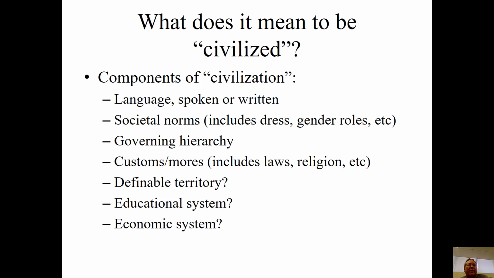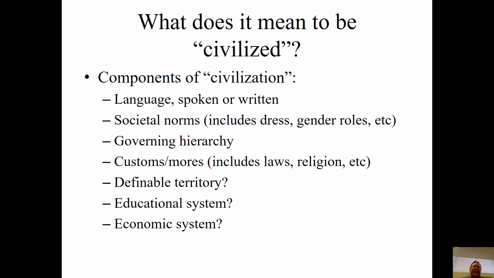Maybe it's an economic system. It could be as simple as trade and barter. I give you this, you give me that. Or it could be a complex economic system like we have today based on credit. One thing I think we can say safely, though, is if you have multiple parts of what I've just listed here on this slide, we definitely would call you civilized.